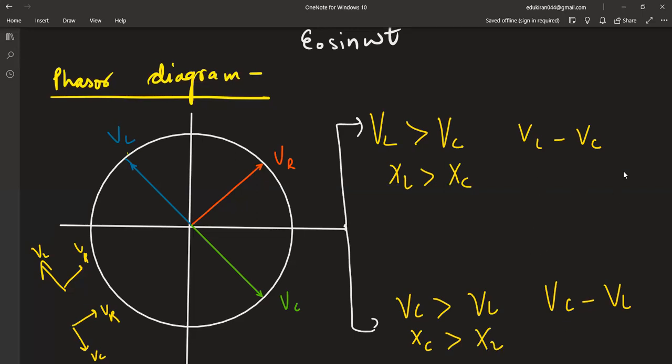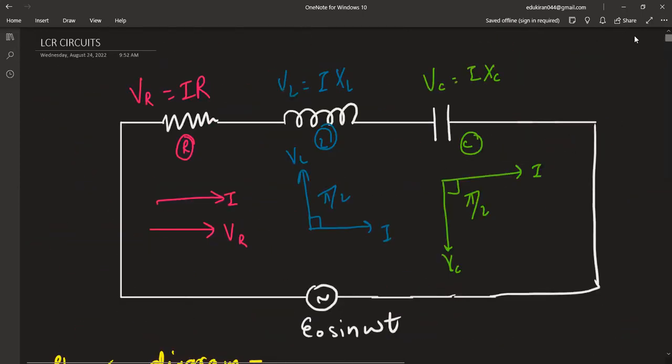So VR will be there at its place, but this will be VL minus VC here. Whatever will be the angle, the rule will be applied. And if it's VC minus VL, we'll use the opposite one, this one. This is the derivation. Do one thing, write down this first, then we'll see the impedance triangle derivation.